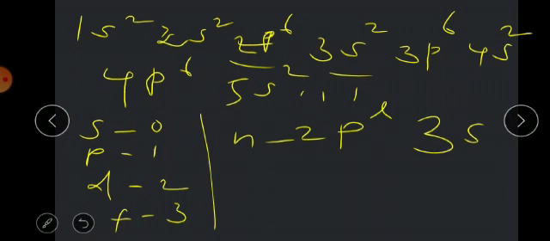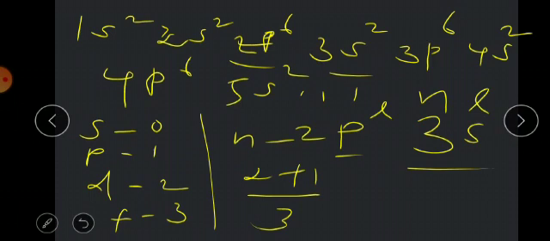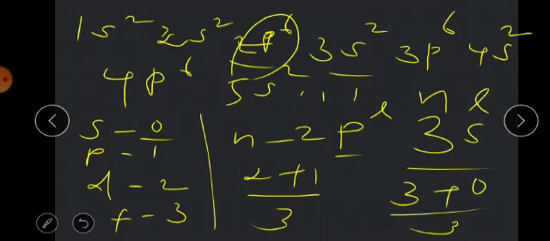So 2 is n, so I am writing here 2 plus. What is the value of p? p is 1, no? So the total value is 3. And for 3s, n is 3 plus what will be the s value here? 0. So here also 3. See here, both are 3. Why are we writing 2p first, then 3s? Why can't we write 3s first? Because of the n plus l rule.